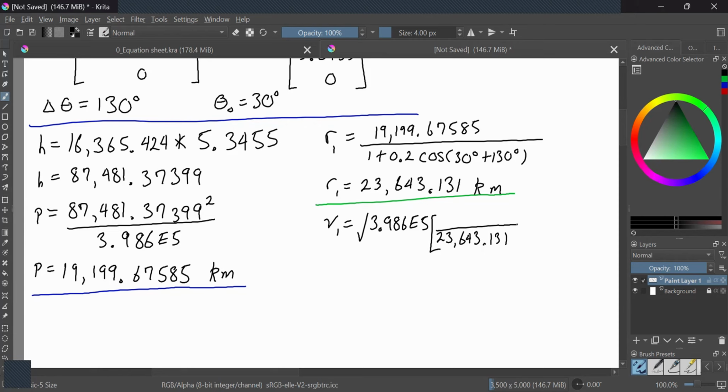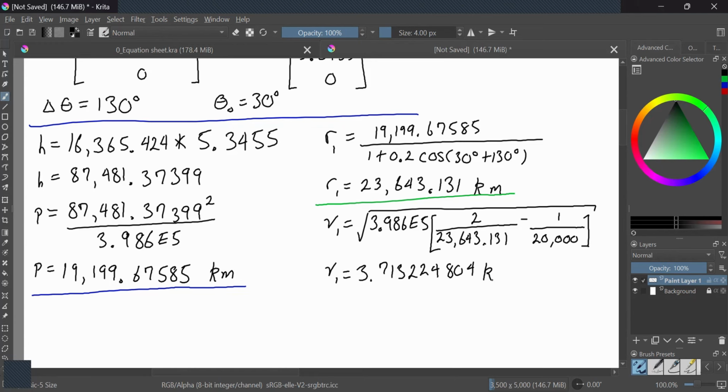23,643.131 under 2 minus 1 over a. And because this is a system that we've analyzed to death, we already know that our a is 20,000. Our scalar velocity is going to be 3.713224804 kilometers per second. We'll go ahead and underline that as well.